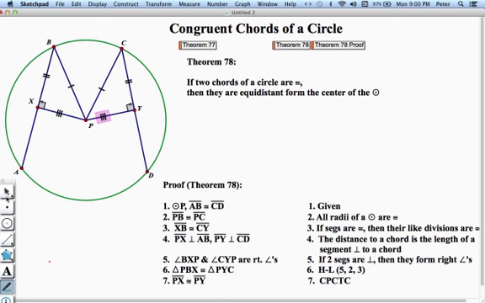Alright, so let's make sure you have those two theorems down. That if the chords are congruent, they're equidistant from the center, and conversely, if they're equidistant from the center, then the chords are congruent. Let's take a look at a couple of examples in the tutorials, and we'll conclude the video.